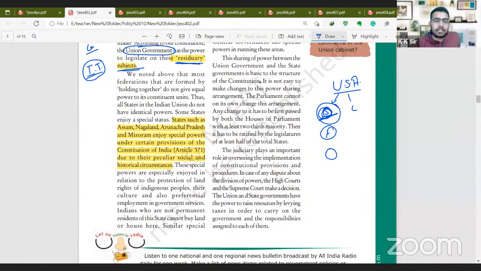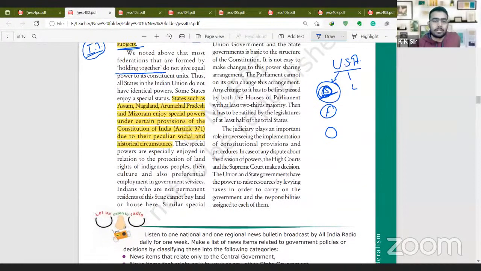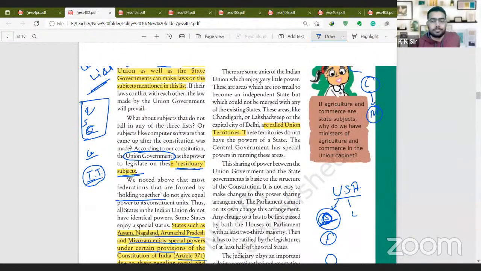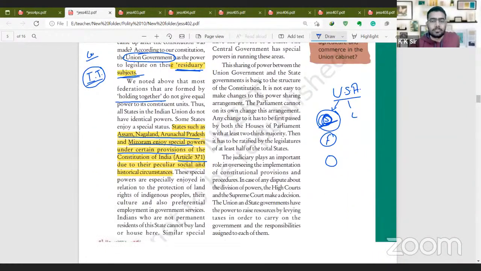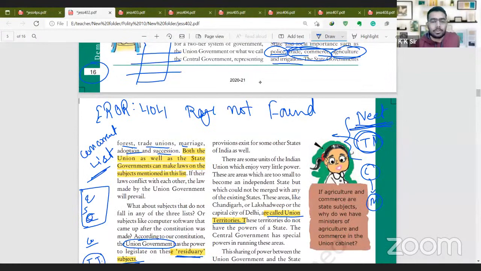Then we see that because we are a holding-together form of government, we have special powers given to some states under Article 371. We also have some special units like union territories. What happens in union territories? Here all the laws will be made by the union government.